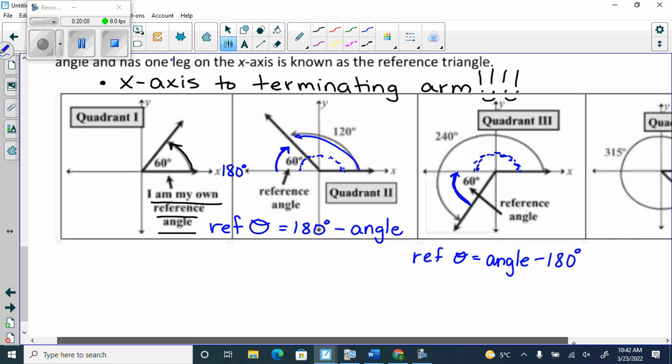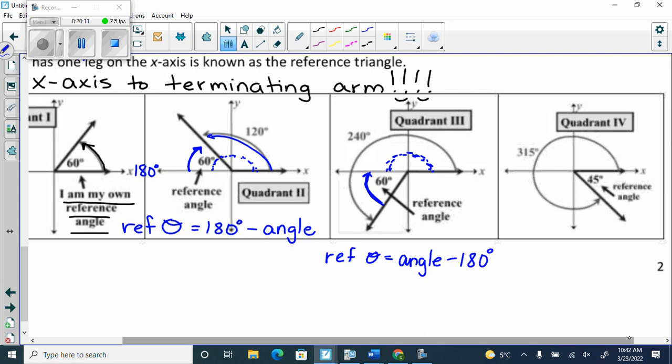Let's look at quadrant 4. Oh my gosh. So it's 45. The whole thing is 315. This is 45. What am I doing? I'm making a whole circle, aren't I? So for quadrant 4, my reference at theta, what did I do to get that 45? Yes? 360 minus the angle. If I take 360 and I take off the angle, it's what's left over, right? We're just trying to make a whole pizza here. So we're going to do 360 minus the angle.